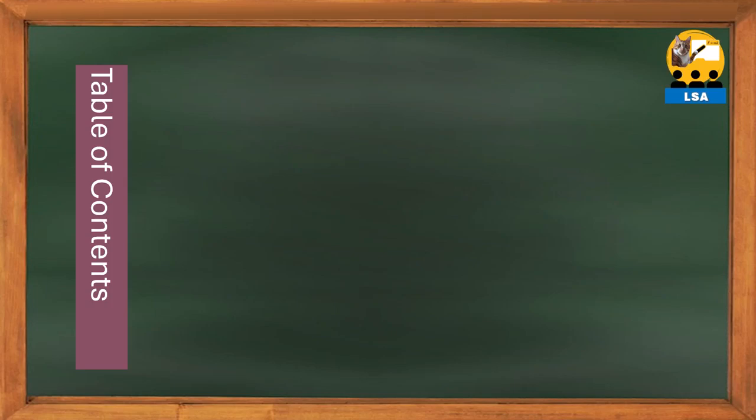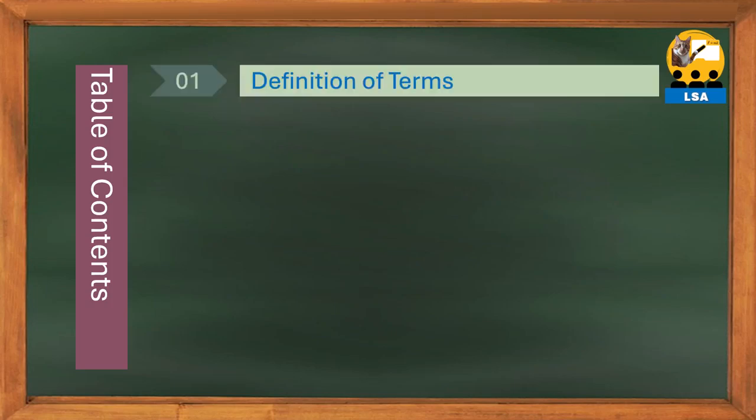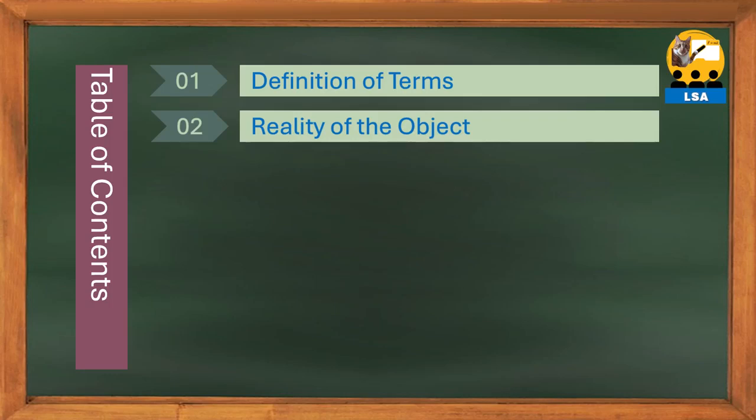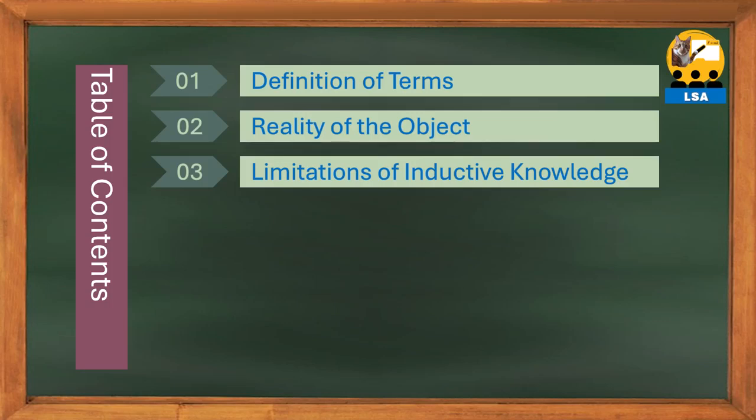Here is today's video composition. First, we define a few terms. We will examine whether the object or entity of experience actually exists, its reality. We will analyze the content of inductive knowledge to see if the knowledge obtained inductively through experience is really correct, or if we mistakenly think it's correct when it's actually wrong.